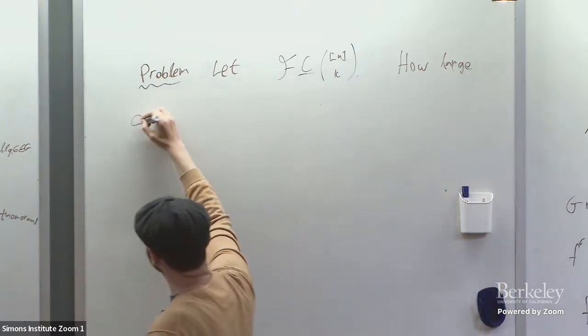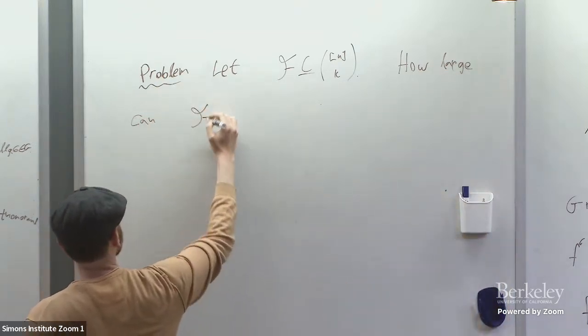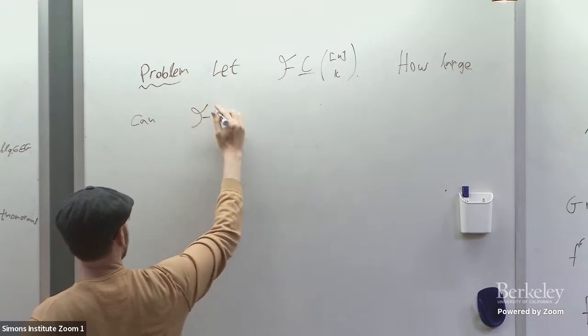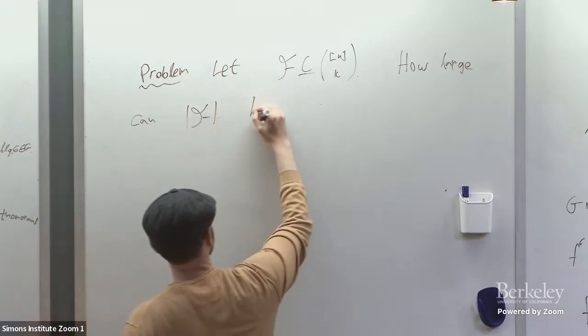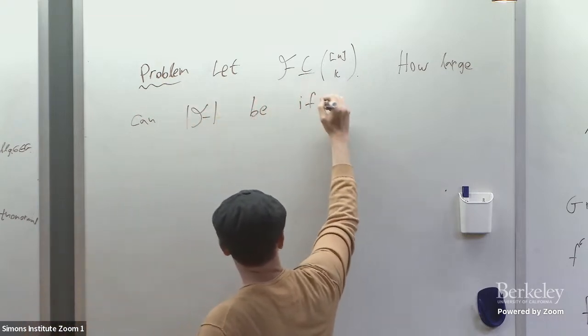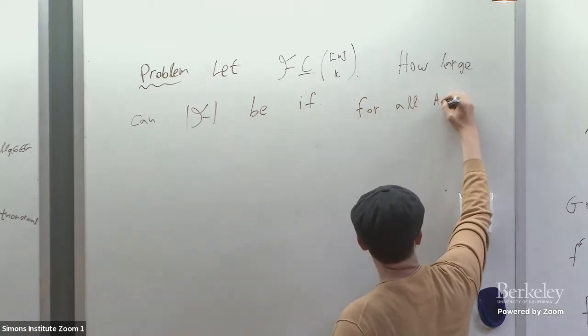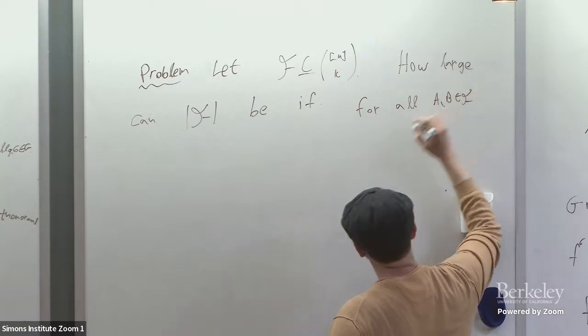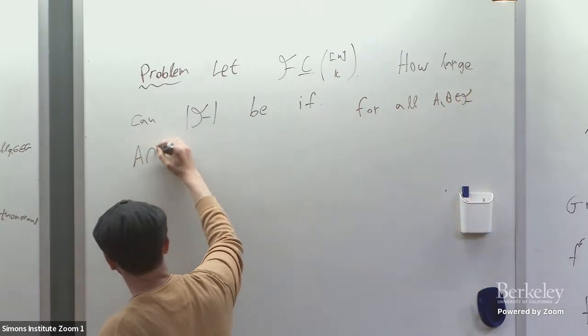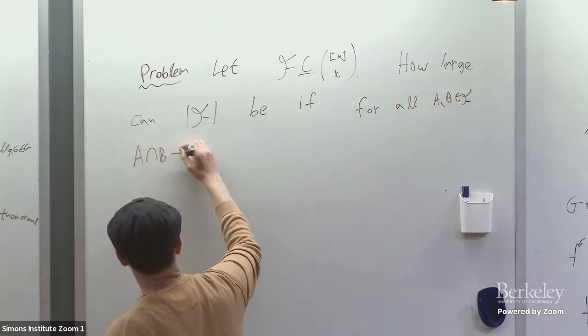And the family is intersecting: for every A, B in F, the intersection of A and B is non-empty.